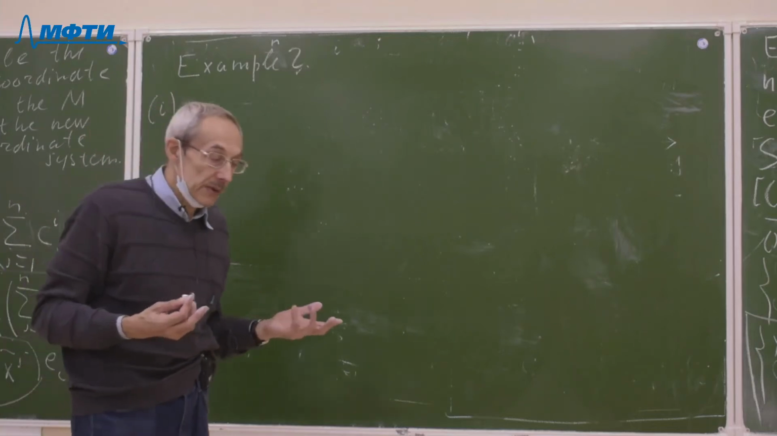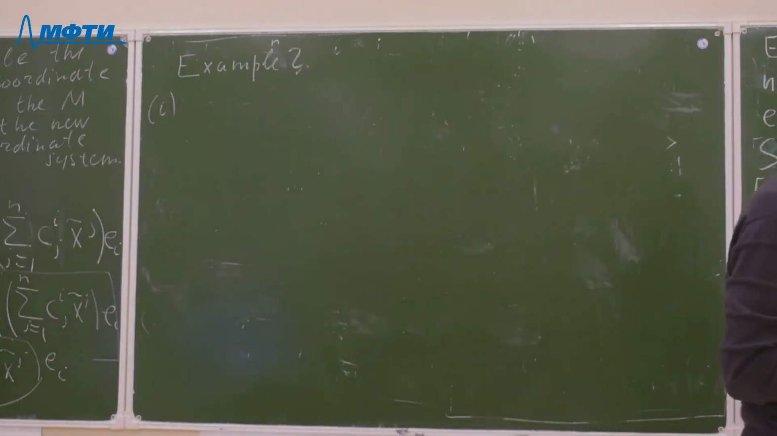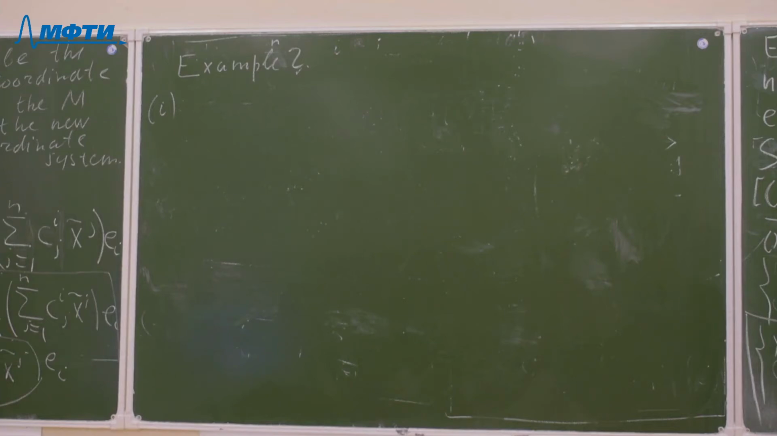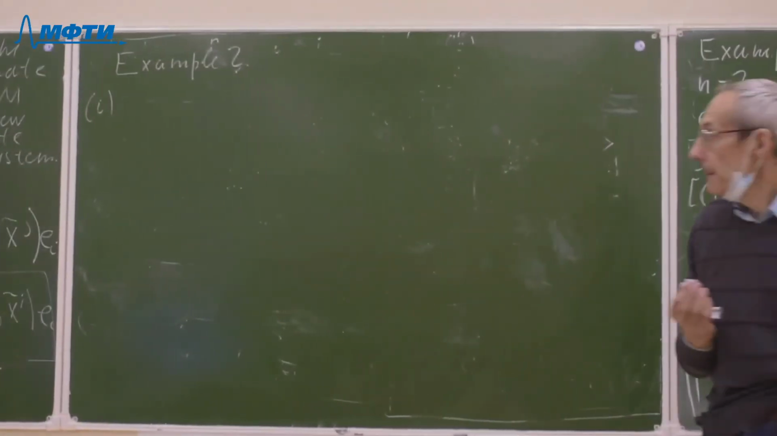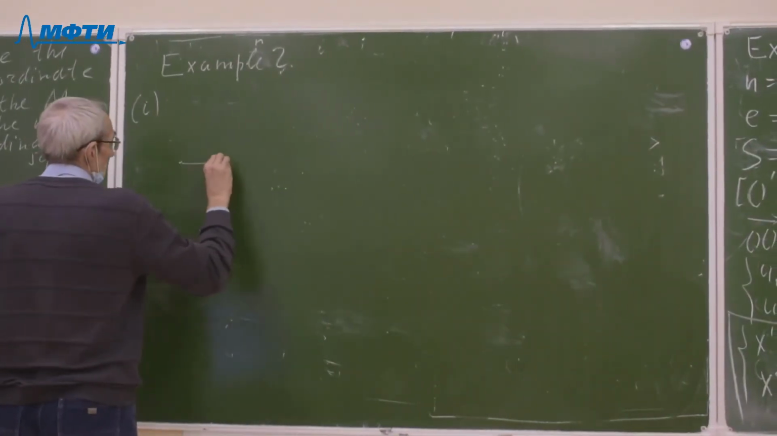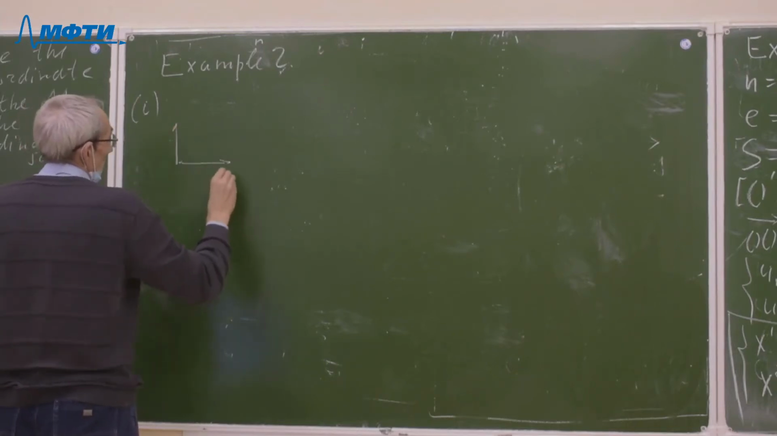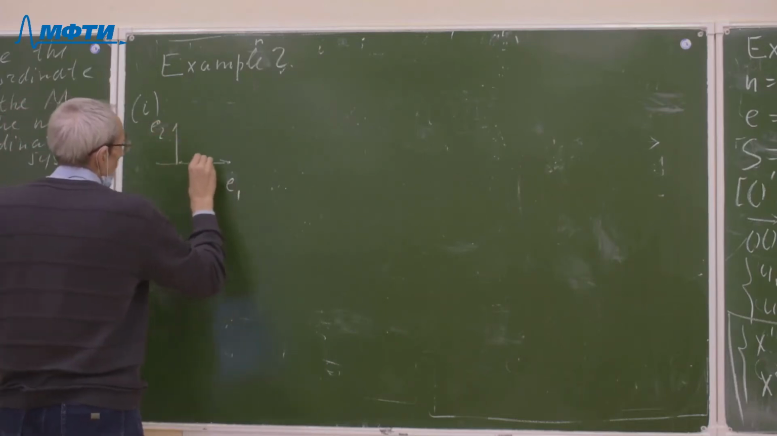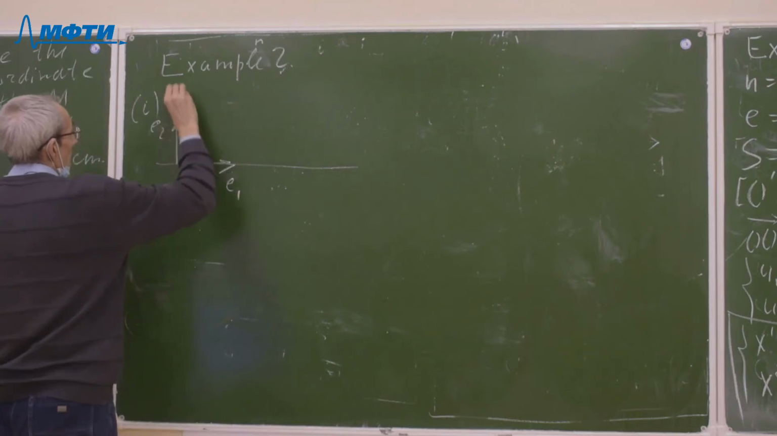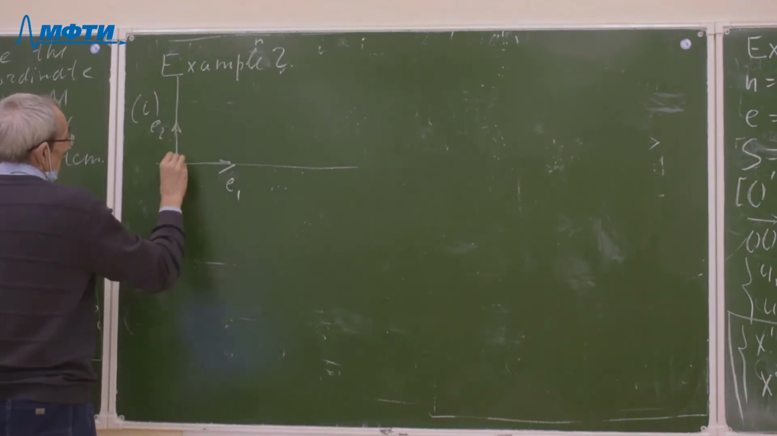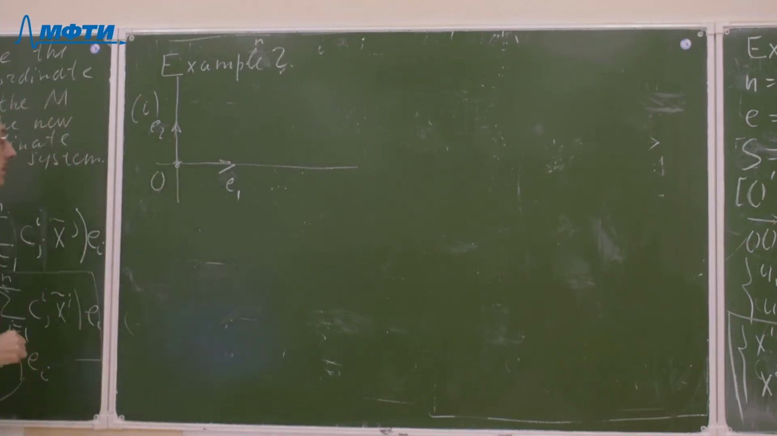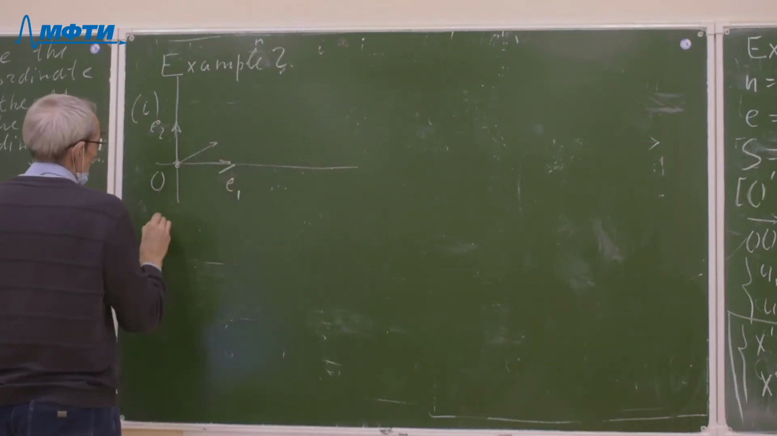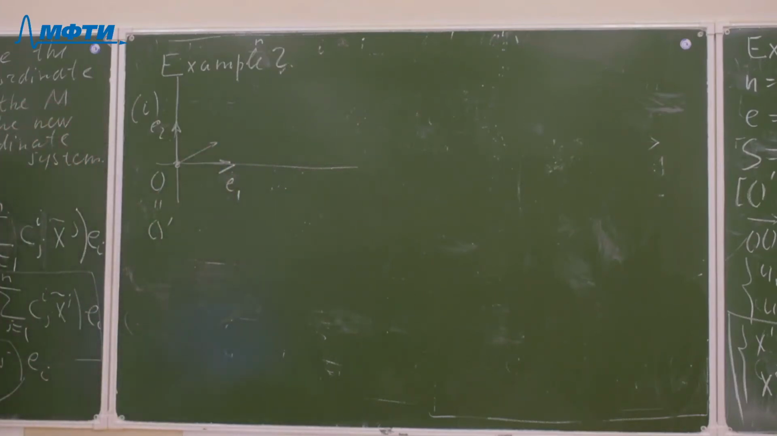orthonormal bases. It means that the vectors of these bases are, first, orthogonal, and second, these vectors have unit length. And we have such bases. First, the old basis E1, E2, and let O be the origin of the coordinate system. And we have also the new basis. And let O prime be equal to O.